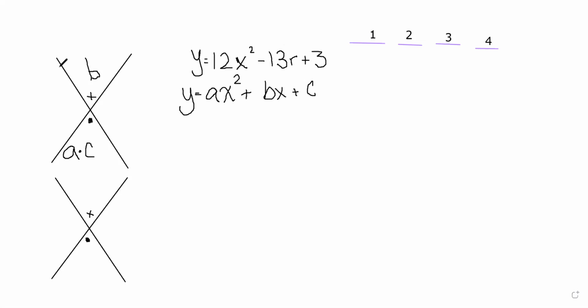12x squared minus 13x plus 3. So if we line it up, B, don't forget the sign, is negative 13. A is 12. And C, don't forget the sign, is positive 3. And 12 times 3, as I'm sure we all know, is 36. I like doing ones with multiplying to 36 because there's a lot of factors there. So I need to think of numbers that multiply to 36.